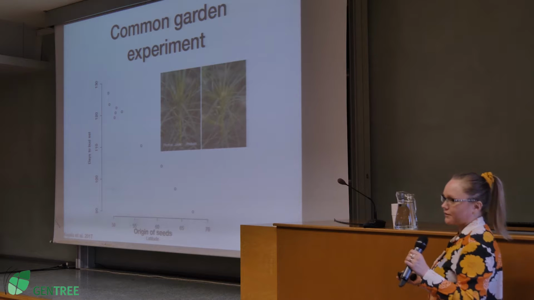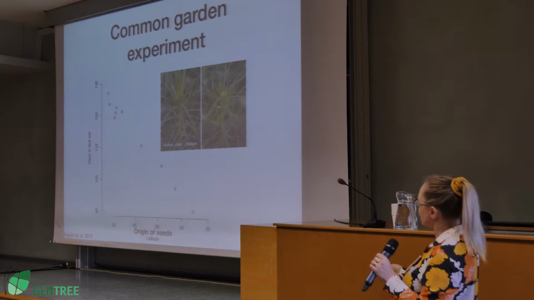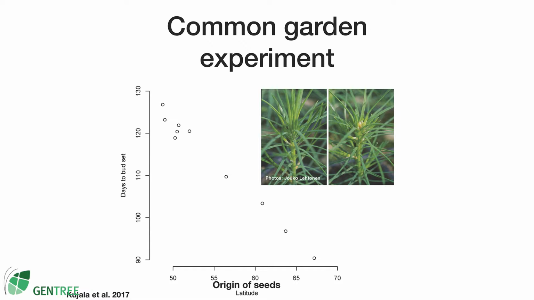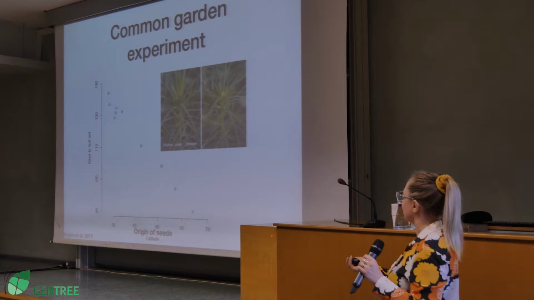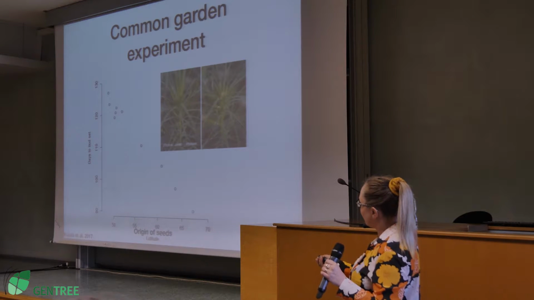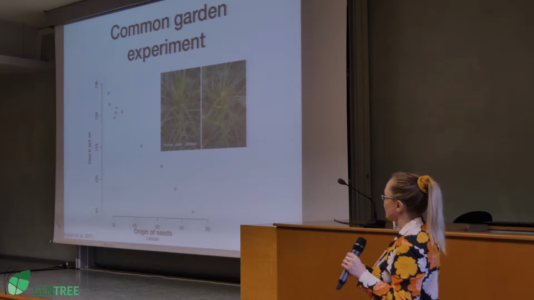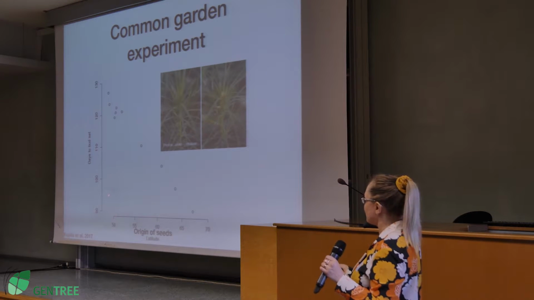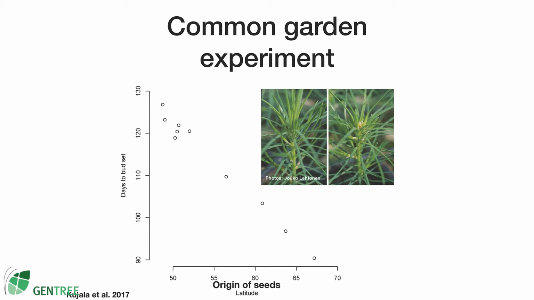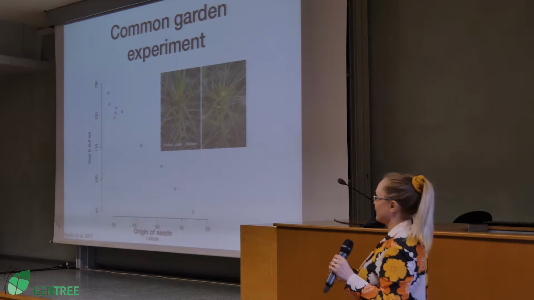Another way of looking at the strength of natural selection in Scots pine has been these common garden experiments, where you take seeds from different latitudes, from southern Spain to northern Finland, and you put them in the common garden, and then you look at a known adaptive trait. In this case, it's the timing of bud set, the timing of growth cessation, where you can see very beautiful clinal variation, so that the southern seedlings stop the growth much later than the northern seedlings. And it is also very clear that there is this linear correlation between the origin of seeds and the timing of growth, which is also one indication of strong natural selection affecting this trait.